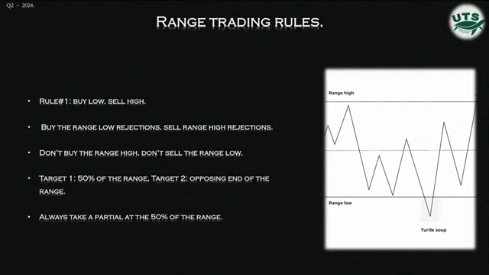All right, so in summary, buy low, sell high, buy range low, sell range high. Don't buy range high, don't sell range low. Target is 50% and then the opposing end. Right? Because the liquidity they got here, they have to distribute it above the high and the old high. They must.